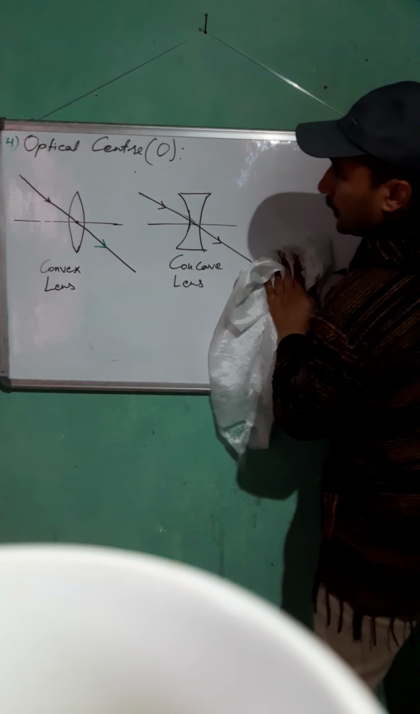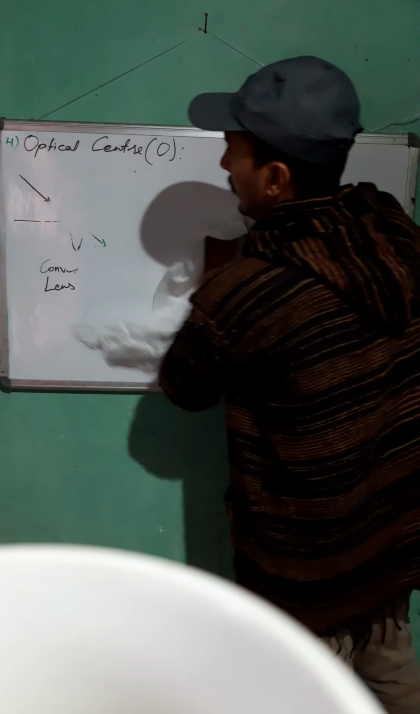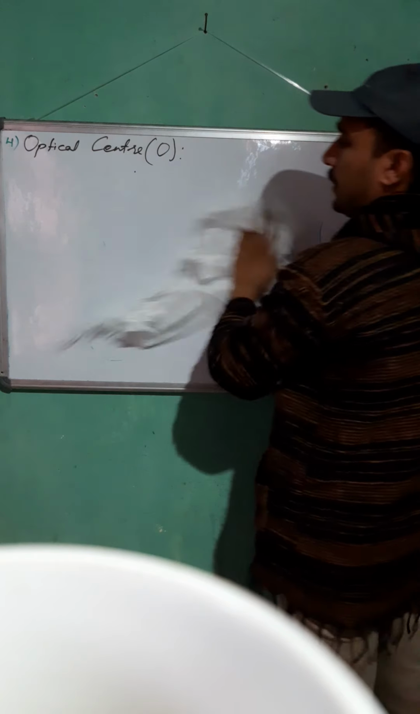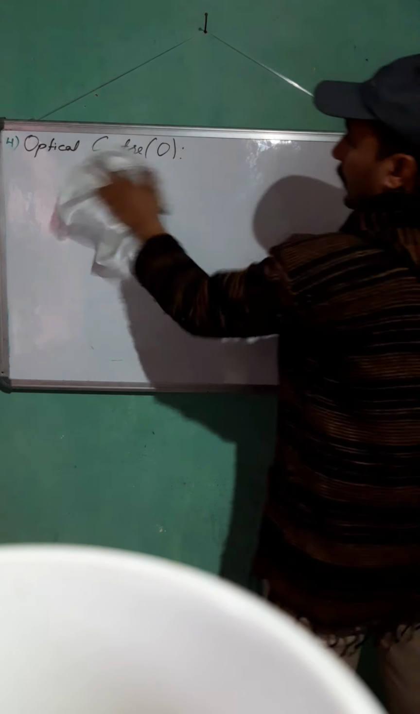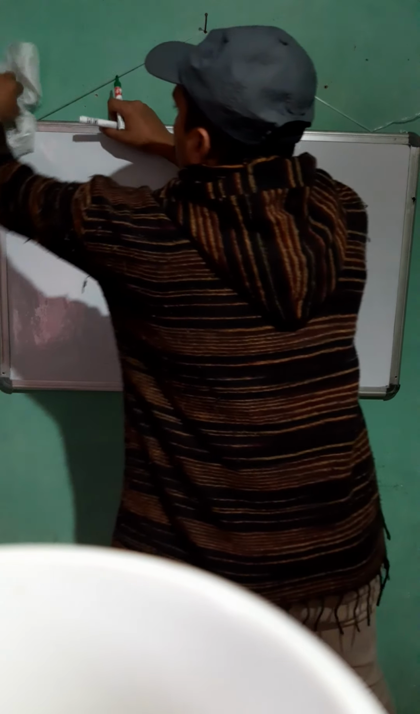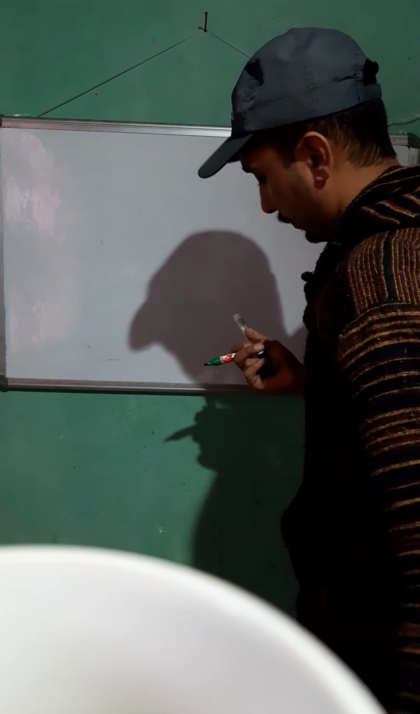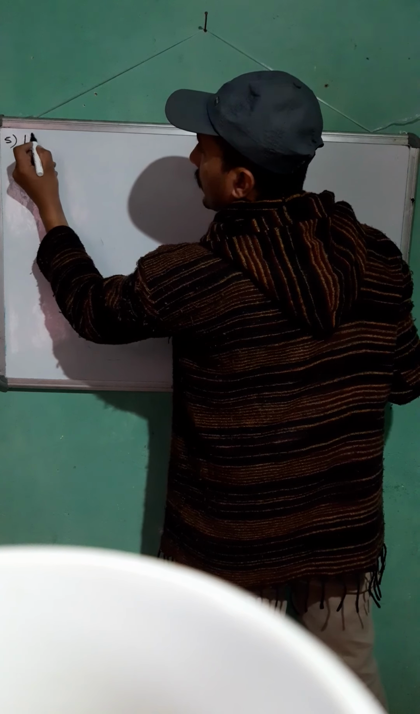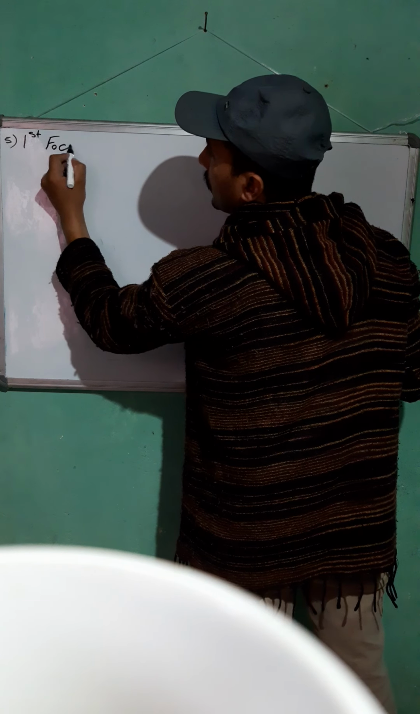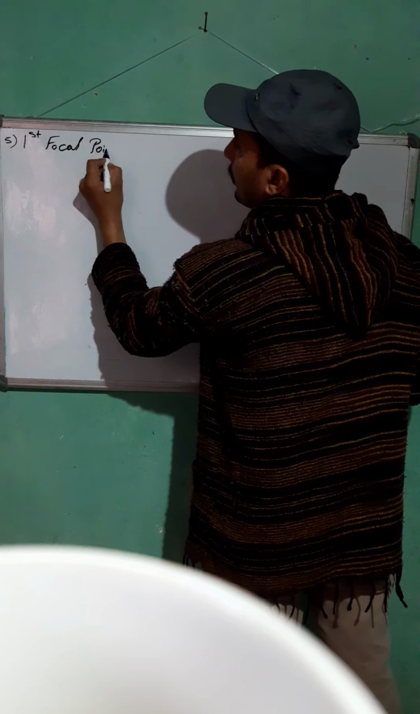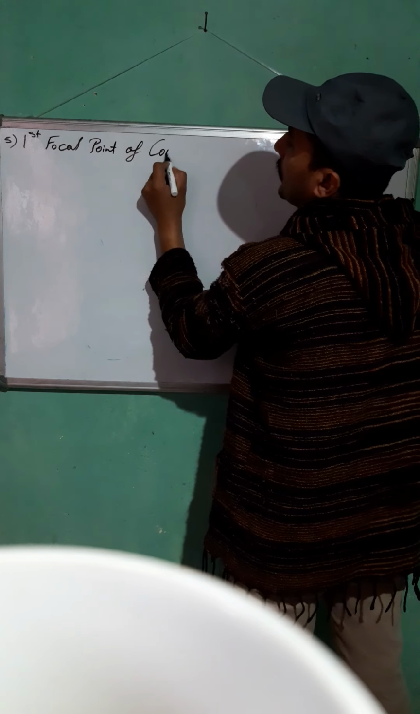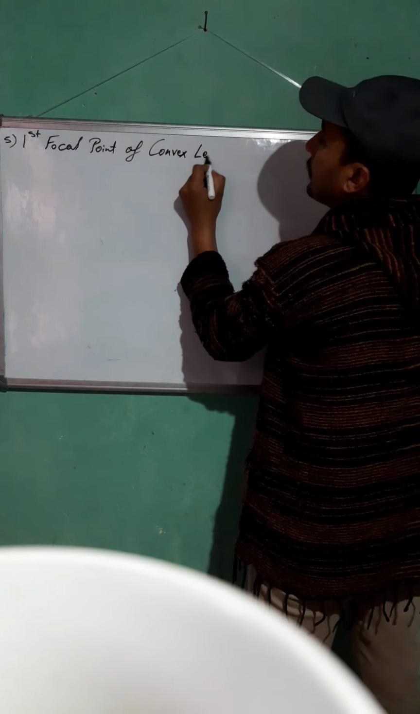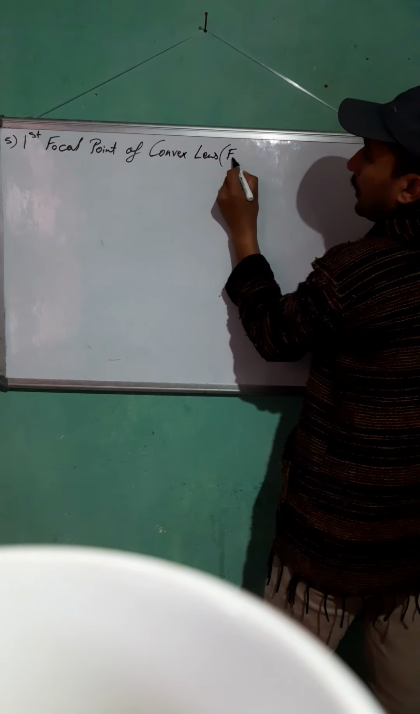So four topics are done. Next we have first focal point, second focal point. Number 5. First focal point of convex lens. It is denoted by capital F1.